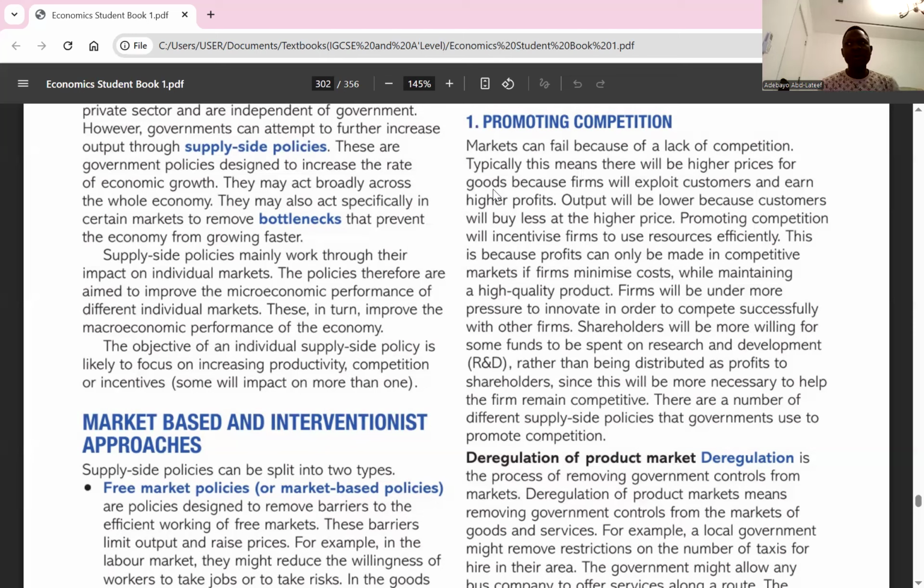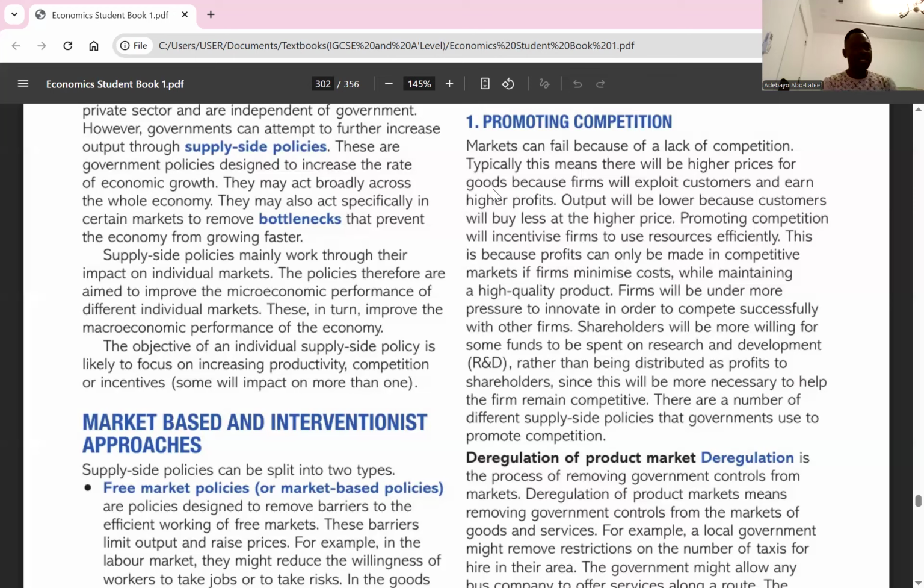Promoting competition. Government will ensure that the market is highly competitive because without competitiveness, customers will be exploited and firms will not have that incentive to be efficient. Efficiency comes when you understand that if you cannot sell at a reduced price or if you cannot produce a quality product, you will lose out. That is when efficiency comes in. That is why they said firms will be incentivized if there is more competition in the market.